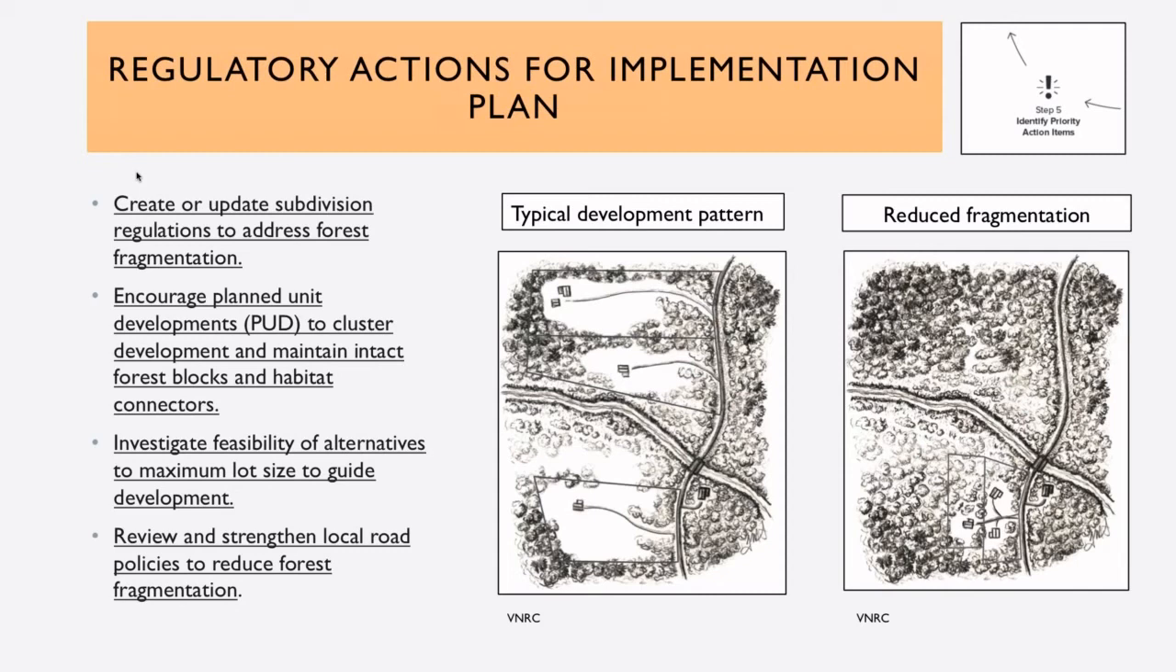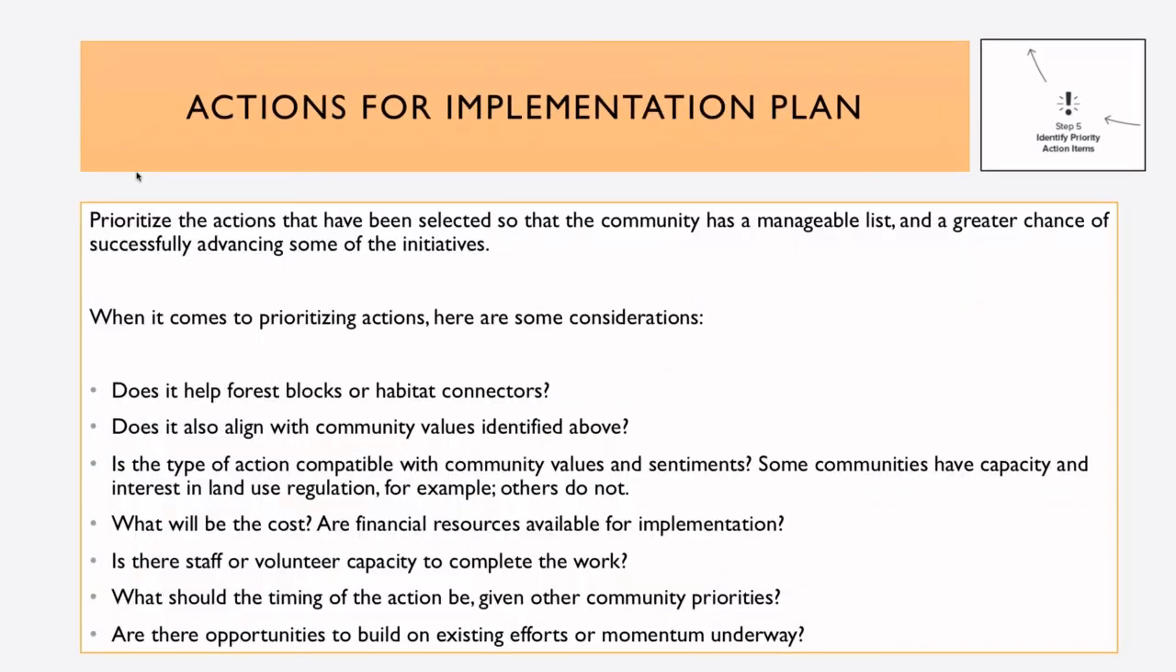Also look at the maximum lot sizes that may be created in certain districts. If you're in a rural area and you have large lot sizes that you're trying to reduce or maintain, you may want to try and understand, are those lot sizes actually leading to a fragmenting result? And then maybe you want to have some standards, if you do have large lot sizes, to minimize the fragmentation as those large lots are created, or look at other alternatives to deal with appropriate lot sizes to minimize fragmentation. And then you could look at reviewing or strengthening local road policies to reduce forest fragmentation, and there's a lot of options there.